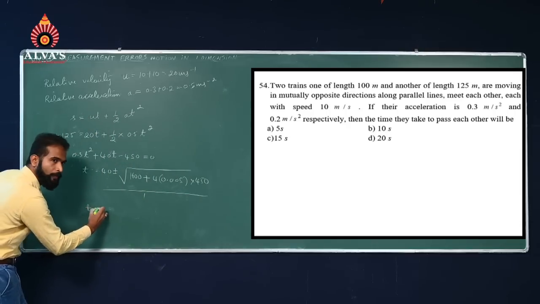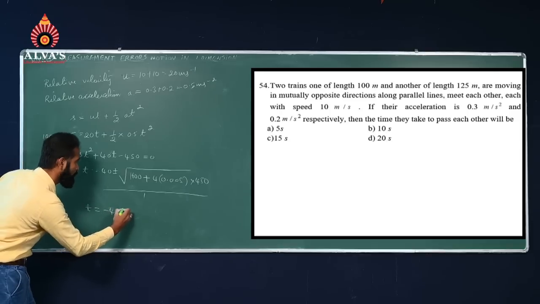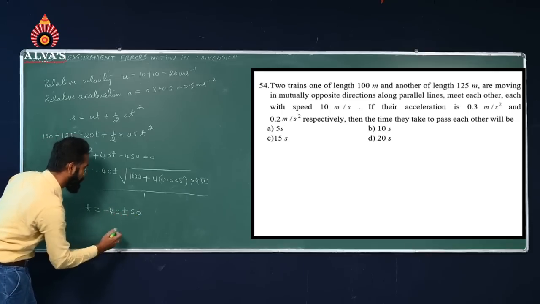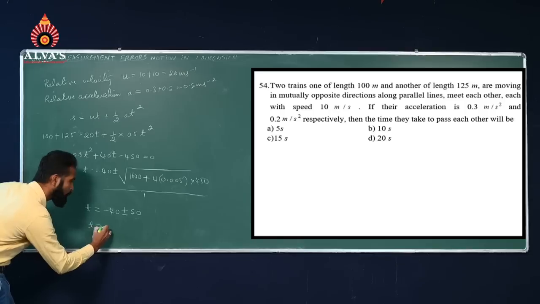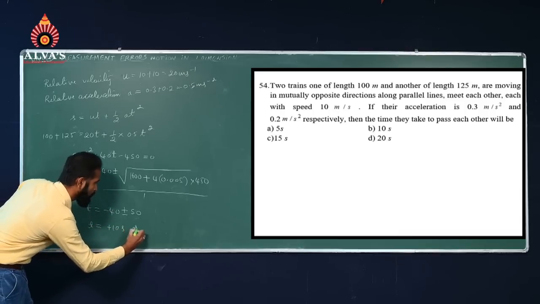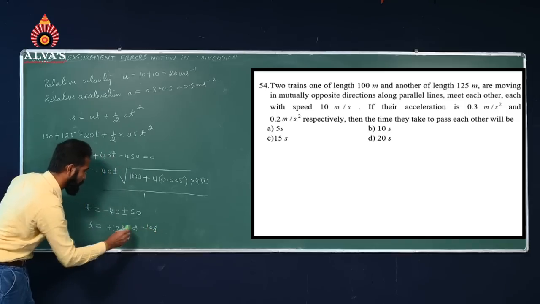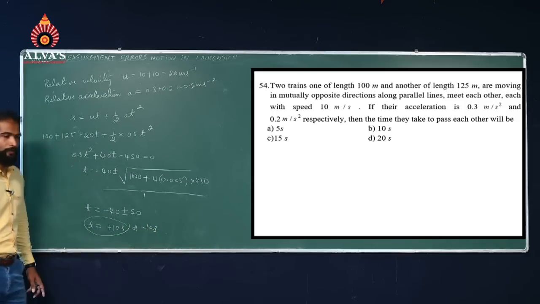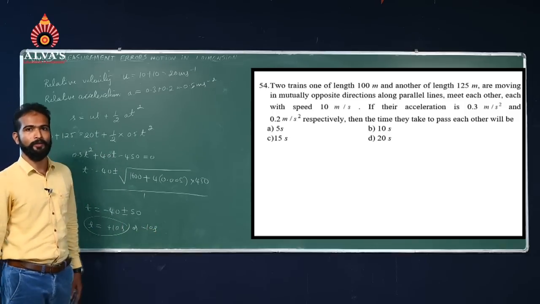So we are going to get t is equal to minus 40 plus or minus 50. So we are going to get two roots. One is plus 10 second, or we get minus 10 second. So right choice will be the positive answer. T is equal to 10 second, that is option B.